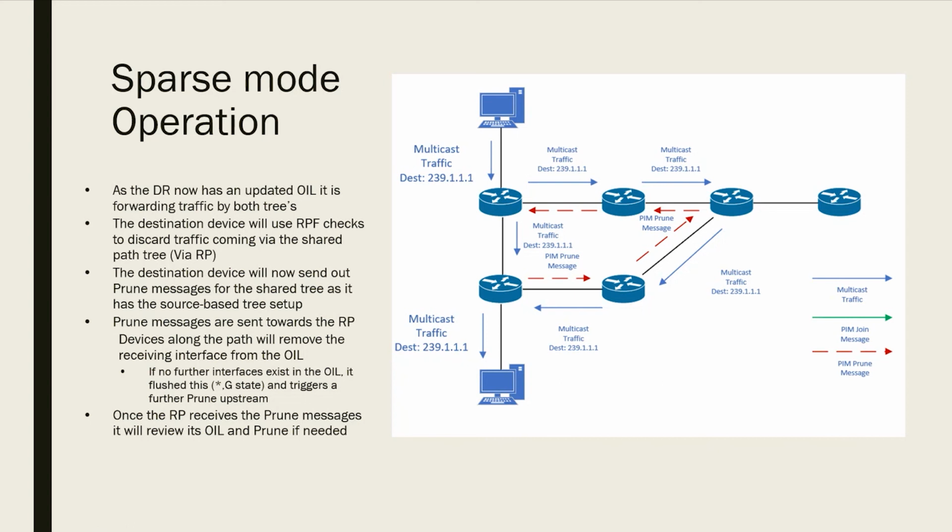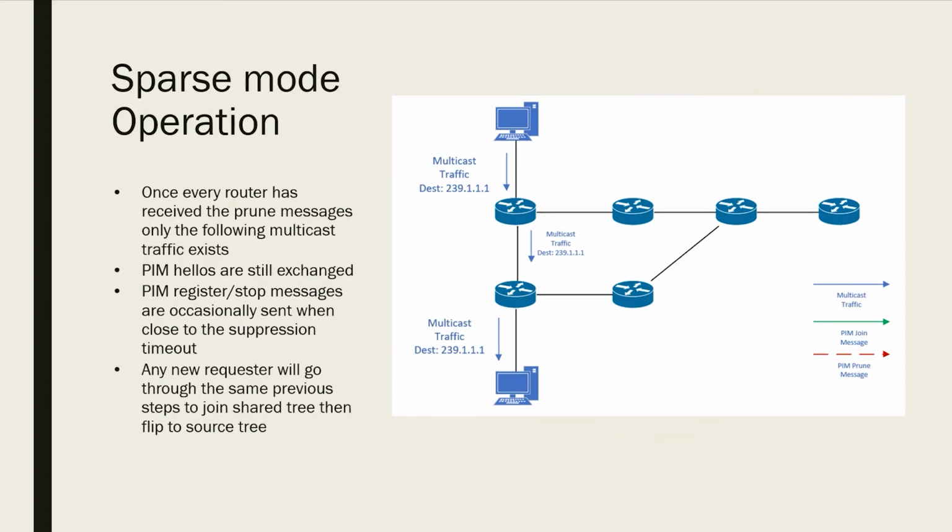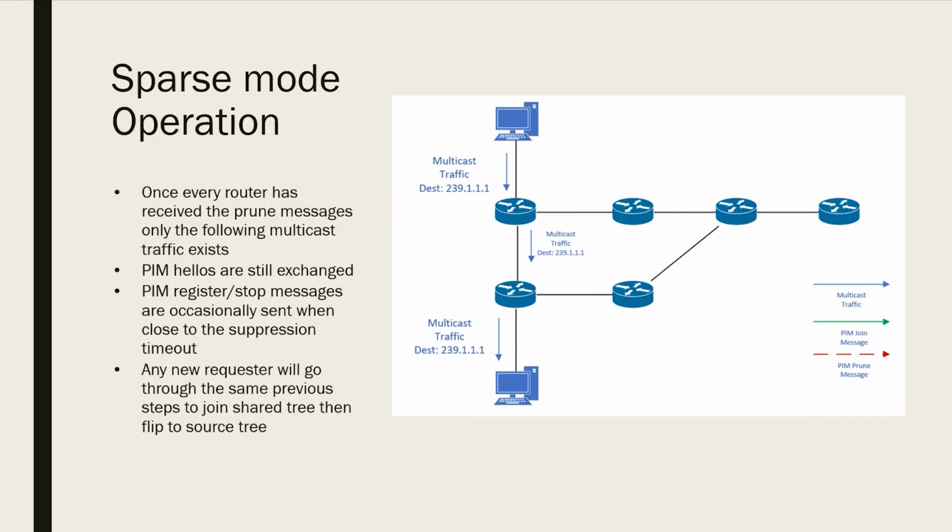And at that point, right at the end, the normal state, once it's set up, is just very easily 1 hop, forwarding the traffic from source to destination. And that is PIM in a nutshell. That is that sparse mode operation very quickly ran through.